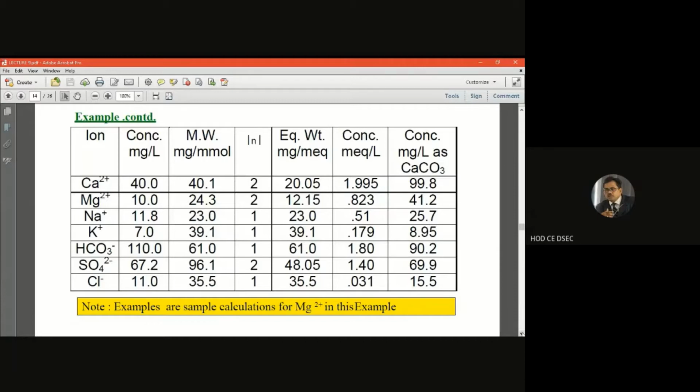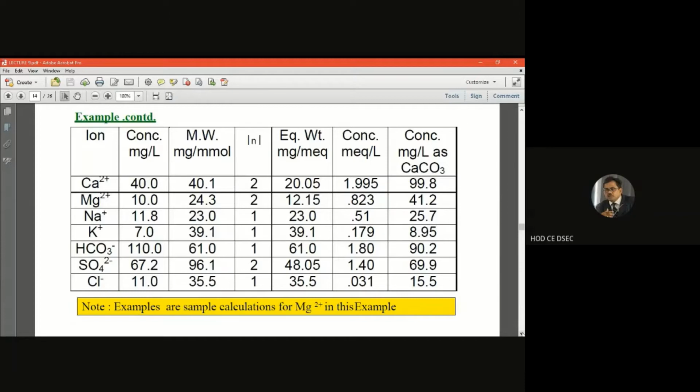So this type of chemical problem, why I am telling the chemical problem, because these are the chemical parameters: hardness, alkalinity. You have to have knowledge of the chemistry part, that is, the molecular weight of the substance, that you have to be aware of. So these common ions, you have to keep the molecular weight in your memory.